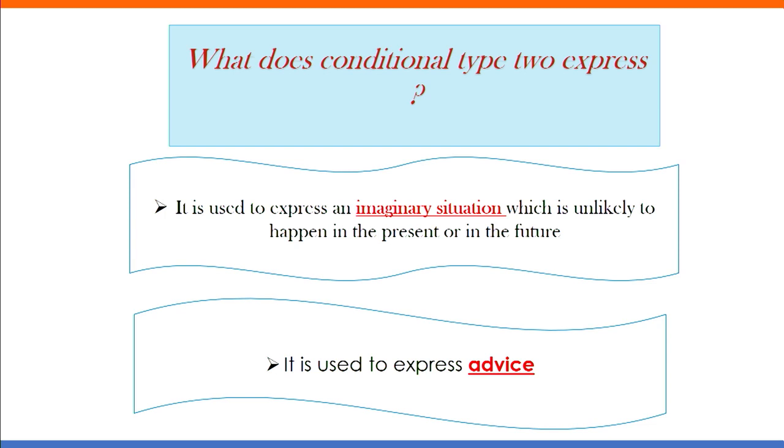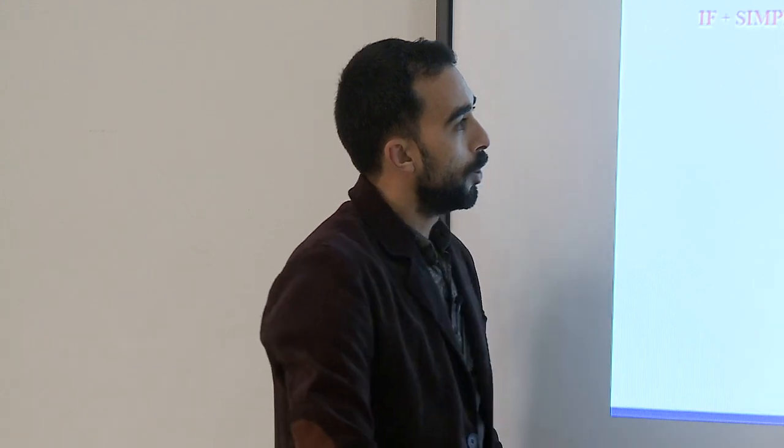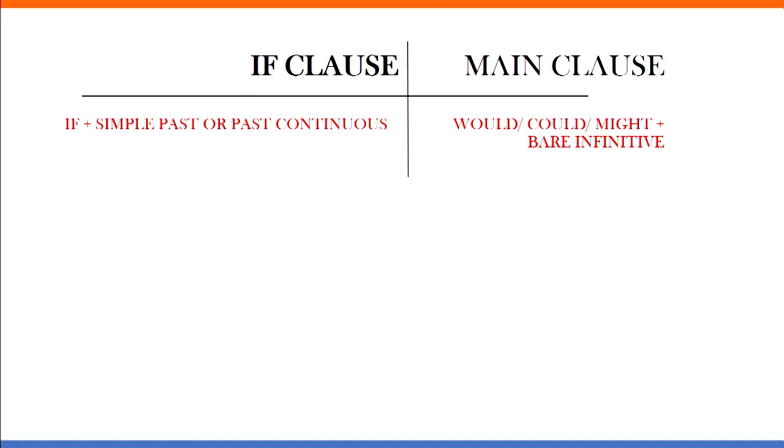So let's discover the form of conditional type 2. It consists of two clauses. The first clause is called the if clause, and the second is the main clause. The if clause consists of if plus the verb in simple past or past continuous. The main clause consists of would, could, or might plus the verb in infinitive.